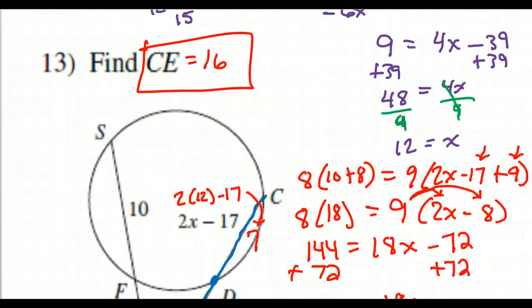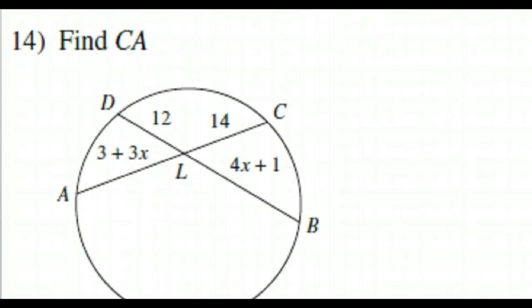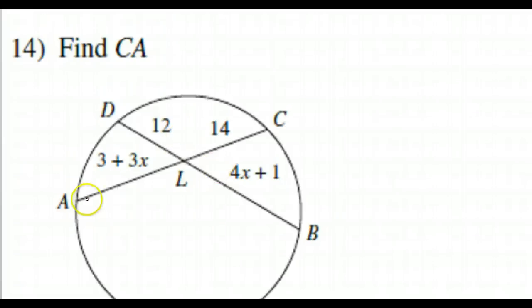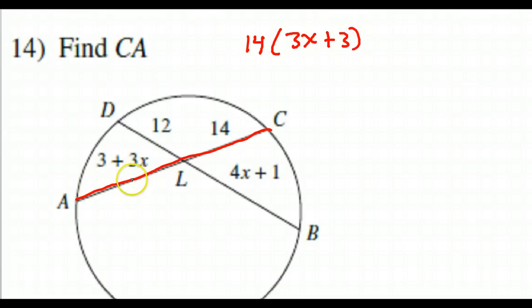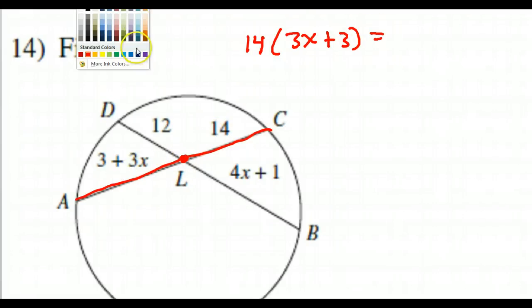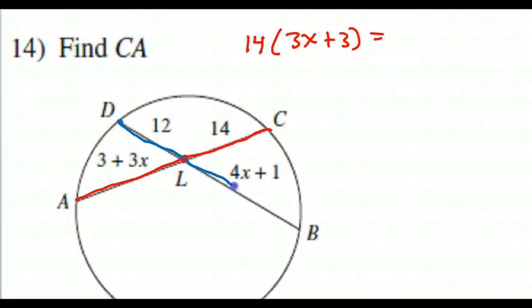Let's see. What about number 14? Find CA. Alright, first we have to find x. This is going to be part times part equals part times part. Let's start with this red piece. So I should leave space for the answer. Part times part. So 14 times 3 plus 3x. Hope it doesn't bother you if I put 3x plus 3, because that's backwards to me. I don't like it. So part, splitting it kind of here, part times part. And that should equal part times part. Alright, so I'm going to go this way now, splitting it here. So that'll be 12 times 4x plus 1. Part times part equals part times part. Alright, little distributary.